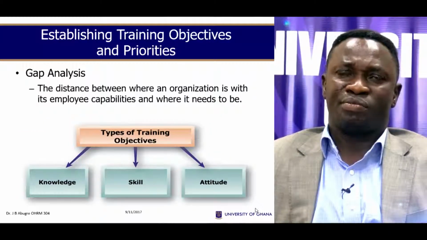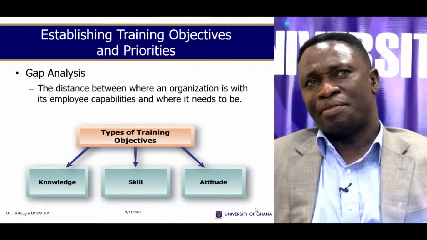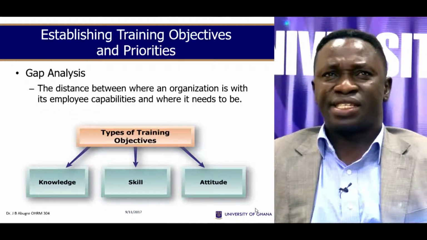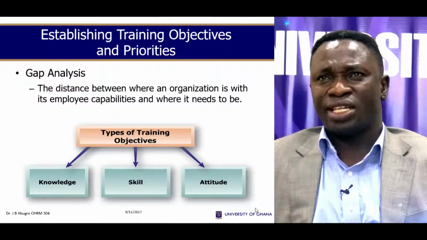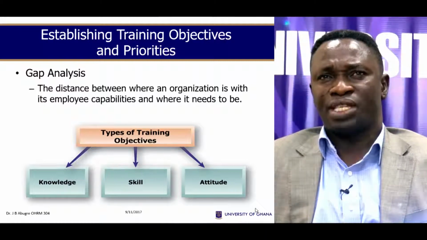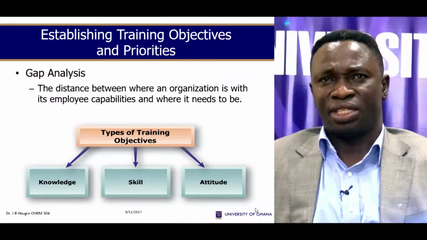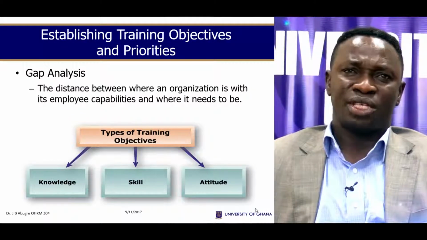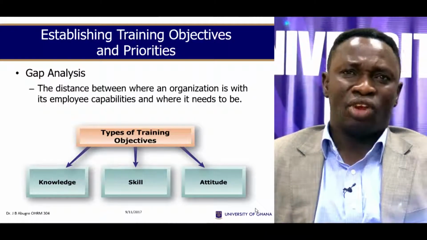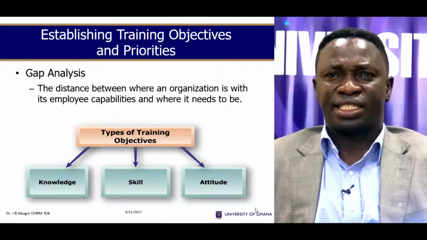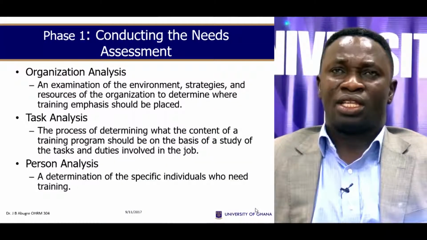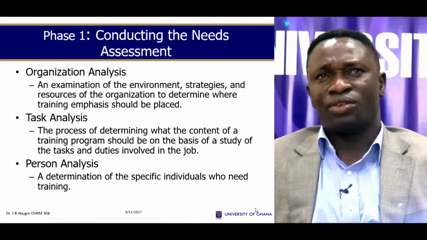Establishing training objectives and priorities. That is gap analysis. Gap analysis is the distance between where an organization is with its employees' capabilities and where it needs to be. Types of training objectives: 1 is knowledge, 2 is skills, 3 is attitude. Now, let's go into detail and look at each of them.